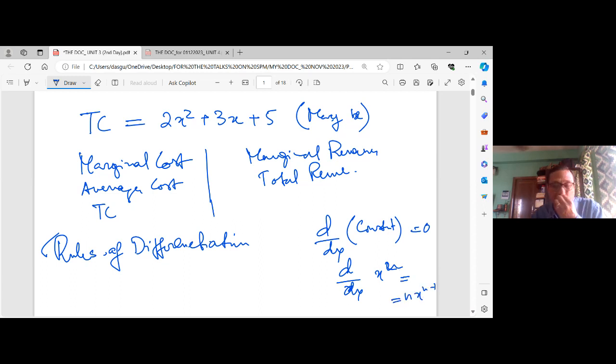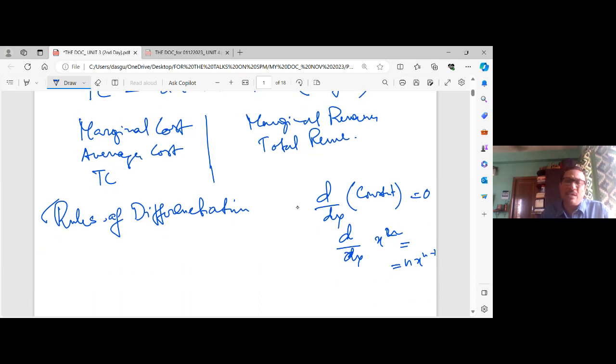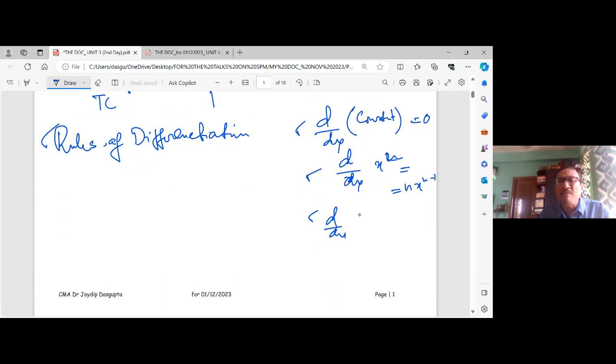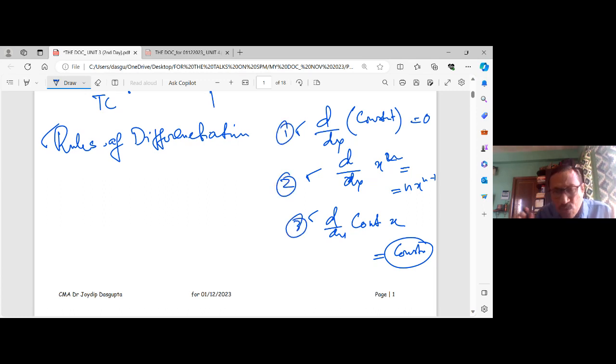This is the basic concept which we'll be using again and again. And there is also another one: d/dx of a constant times x is equal to the constant itself. So these are the three important rules in addition to the usual rules which we have.